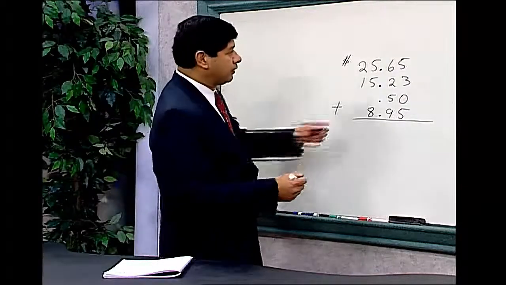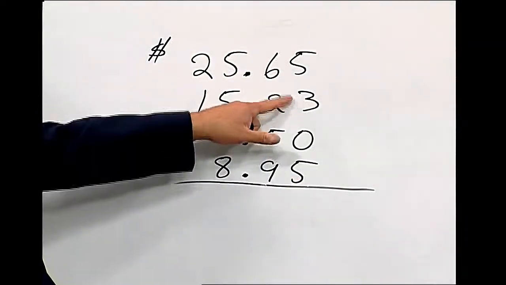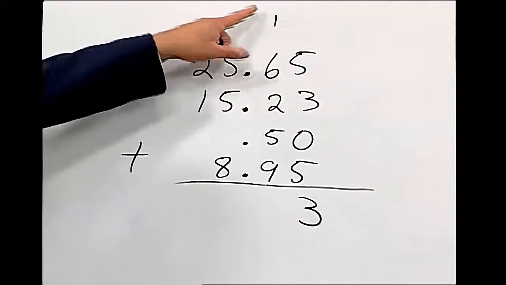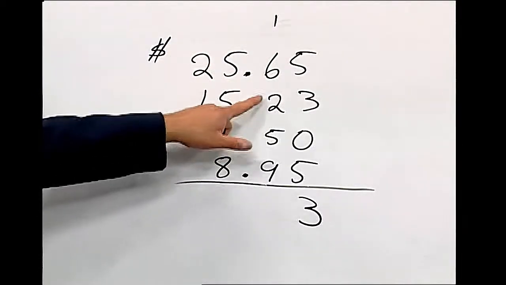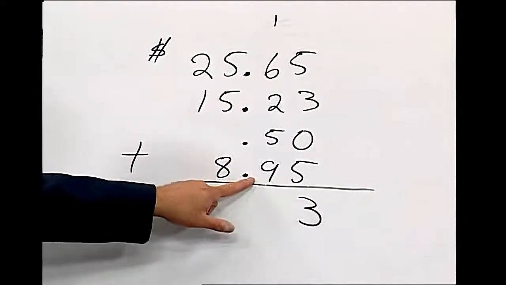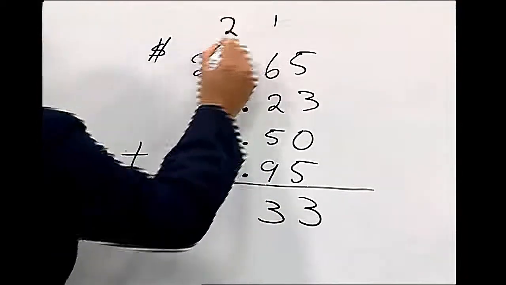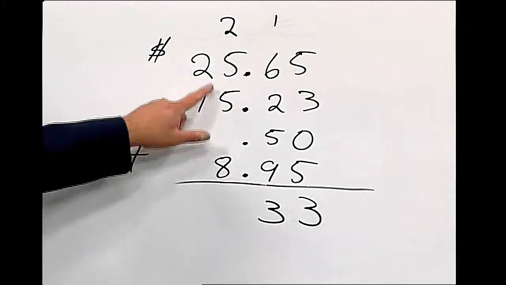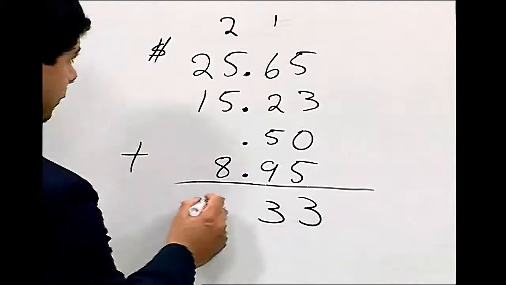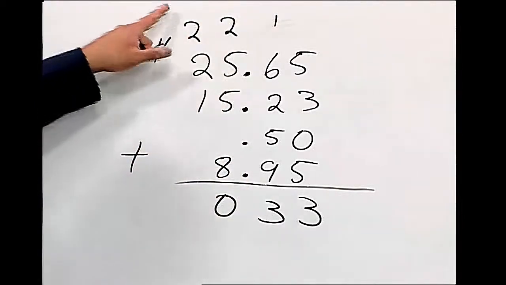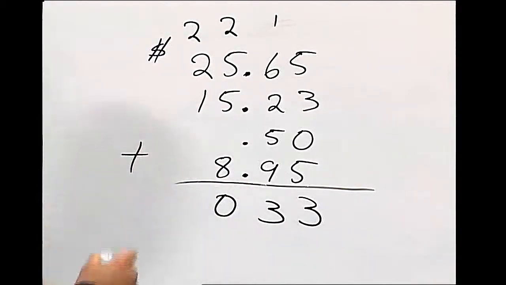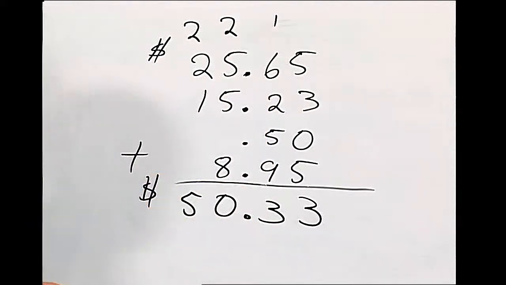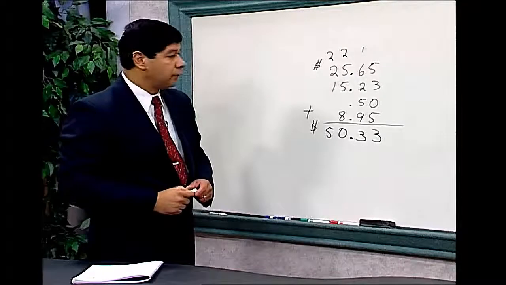Okay, now let us just add. 5 plus 3 is 8, plus 5 is 13. 3, carry our 1. 1 plus 6 is 7, 8, 9, 14, 23. 3, carry our 2. We have 2 plus 5 is 7, 8, 9, 10, 11, 12, plus 8 is 20. 0, carry the 2. 2 plus 2 is 4, and 1 is 5. And of course, bring down our decimal point, and we see that our solution to this problem is $50.33.